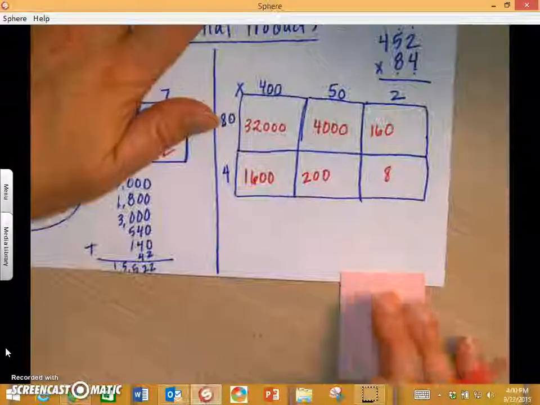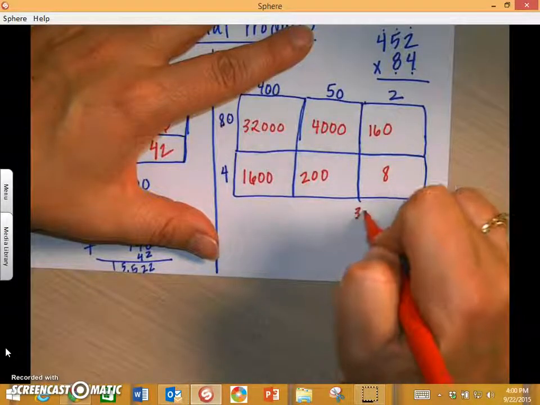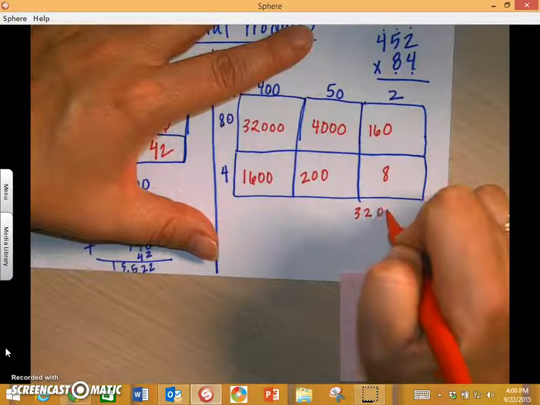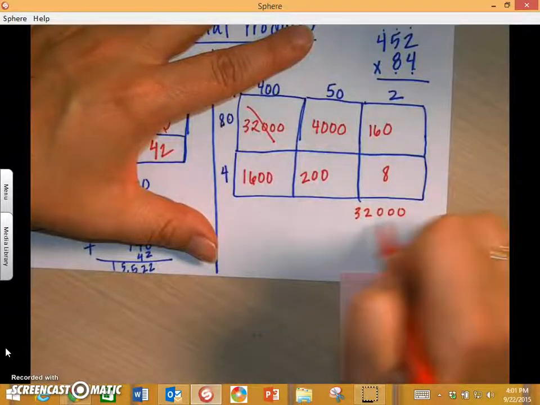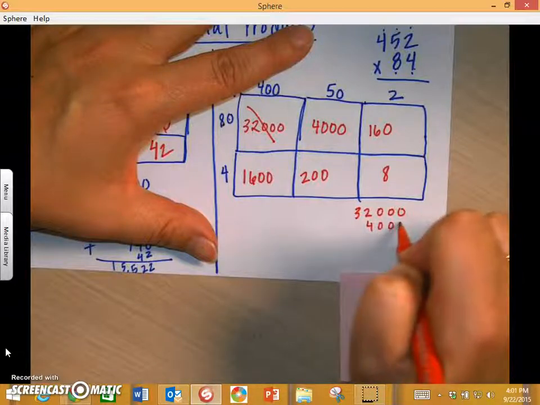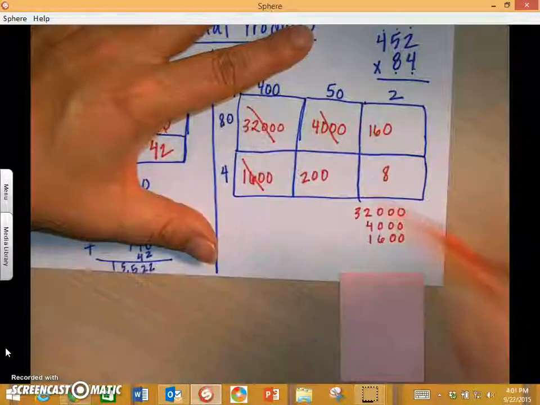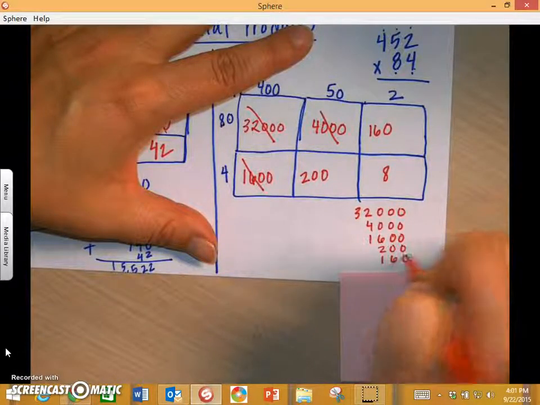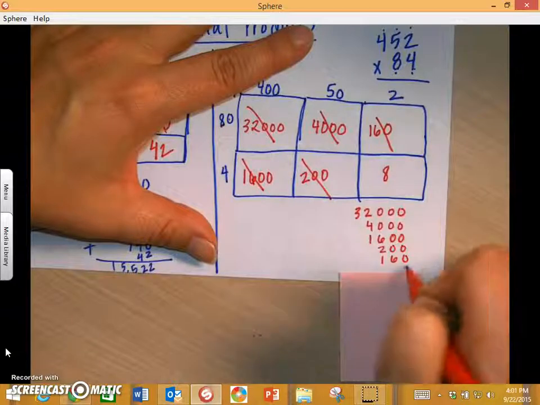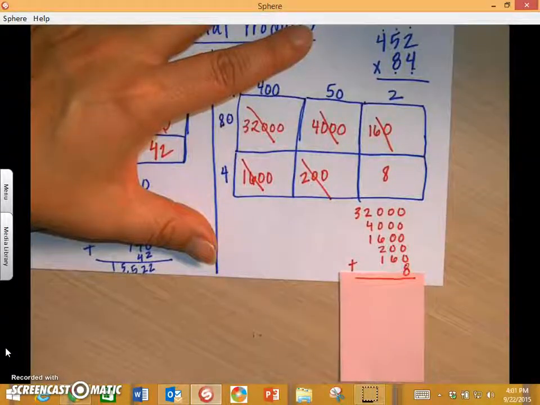Okay. Again, we got to get all of our numbers in line. 32,000. I'm going to mark it off. 4,000. 1,600. 200. 160. And then 8. And we're going to add all these numbers.